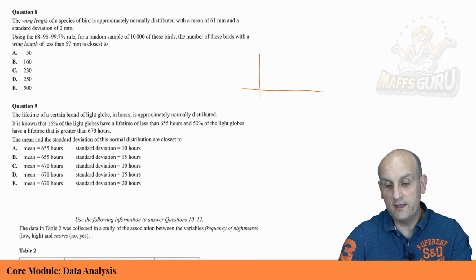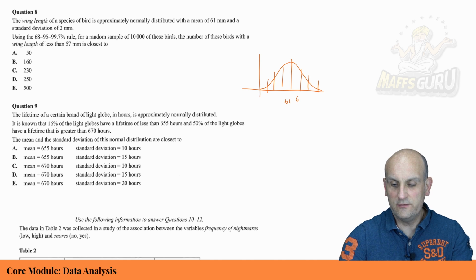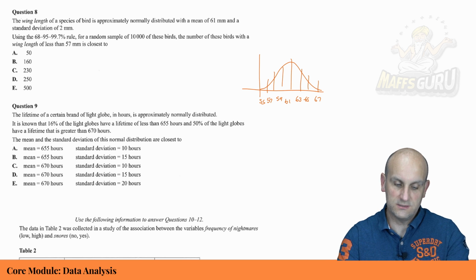All right, the wing length of a species of bird is approximately normally distributed. I tend to get my guys to draw a normal distribution here, put a center of 61, and then split it into 3 sections and write the values on. Now, the reason I do this is because generally speaking, they always try and trick people by using numbers in the question. And if nothing else, it's 10 seconds of my time that I won't ever get back, but I will be able to hopefully do the question.